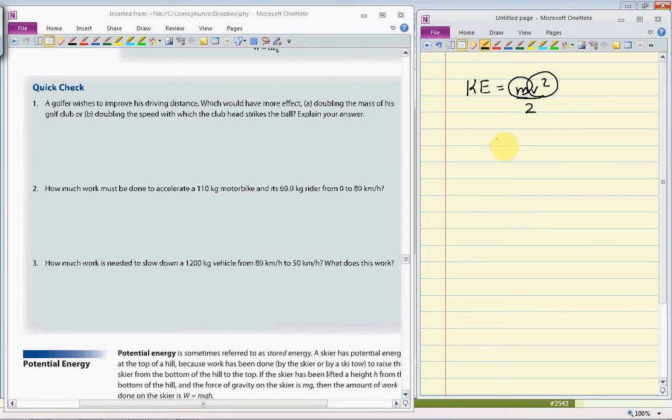So in this example then, obviously, since velocity being squared would have 4 times the impact of the mass, we choose velocity. For question 2, it wants to know how much work is done. Work is equal to the change in kinetic energy.